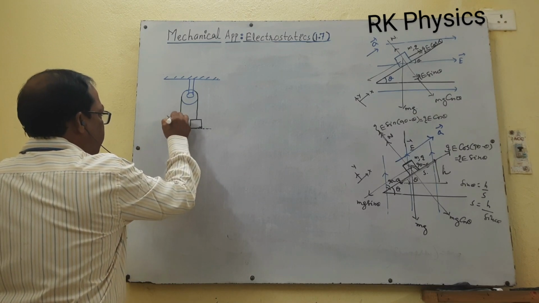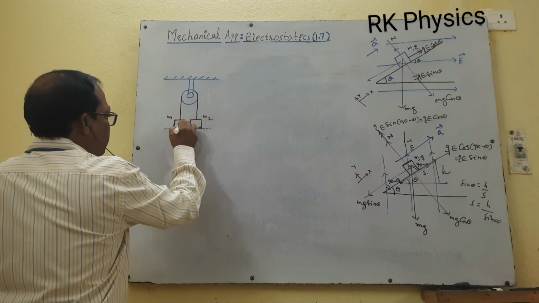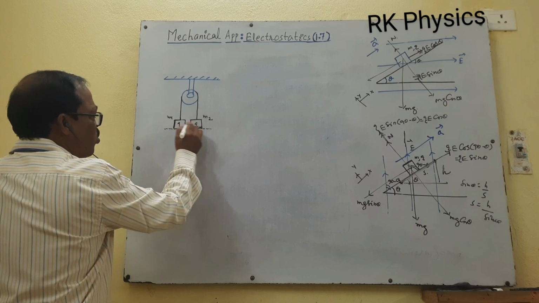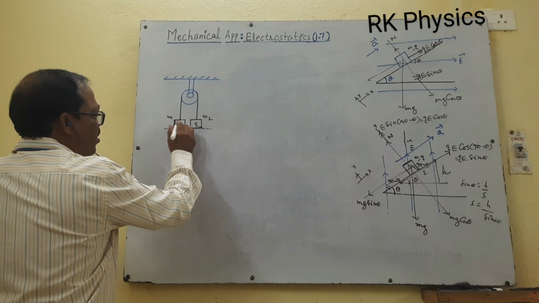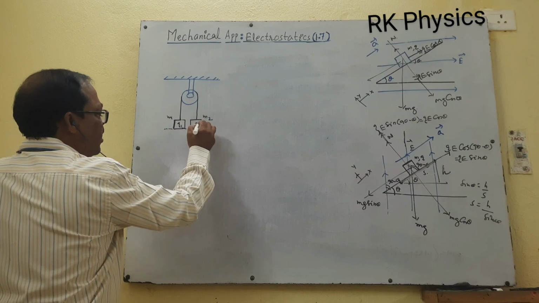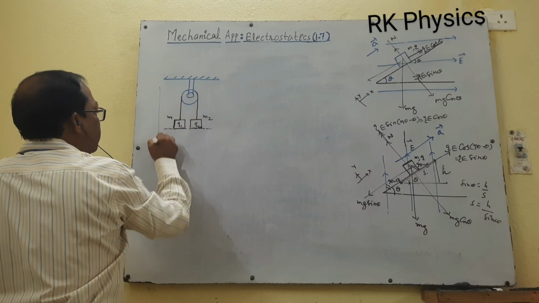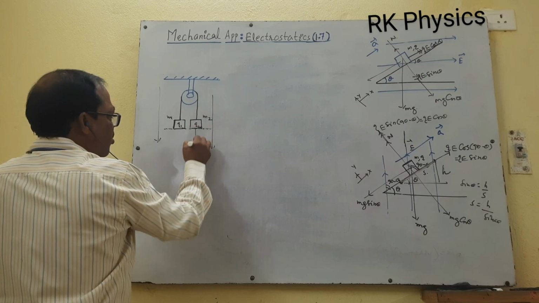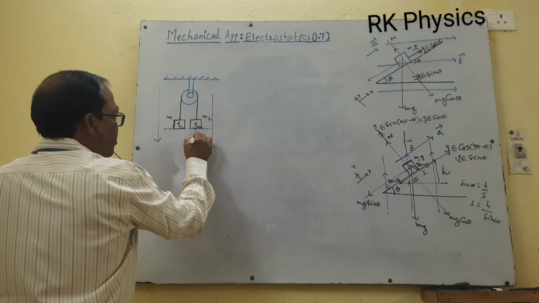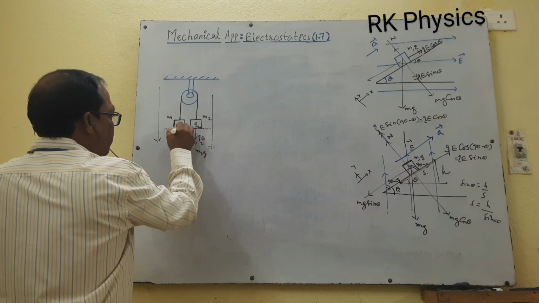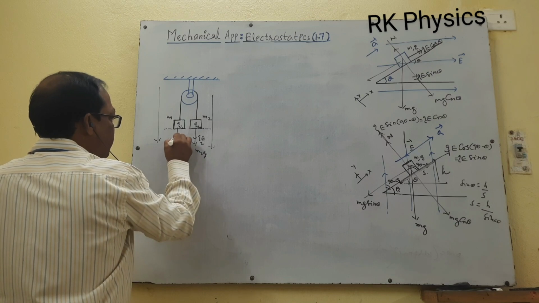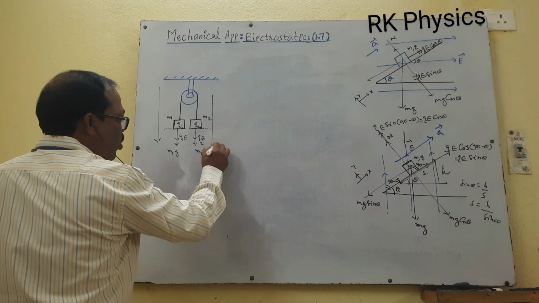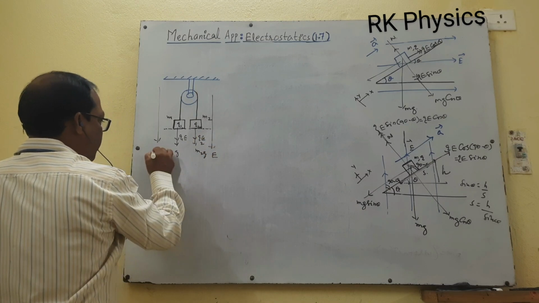Suppose here mass is m1, here mass is m2, charges are q1 and q2. Now, the electric field is along this direction. So this direction is m2g and q2e. This direction is m1g and this direction is q1e. Okay, suppose we observe that this is the direction of the electric field.